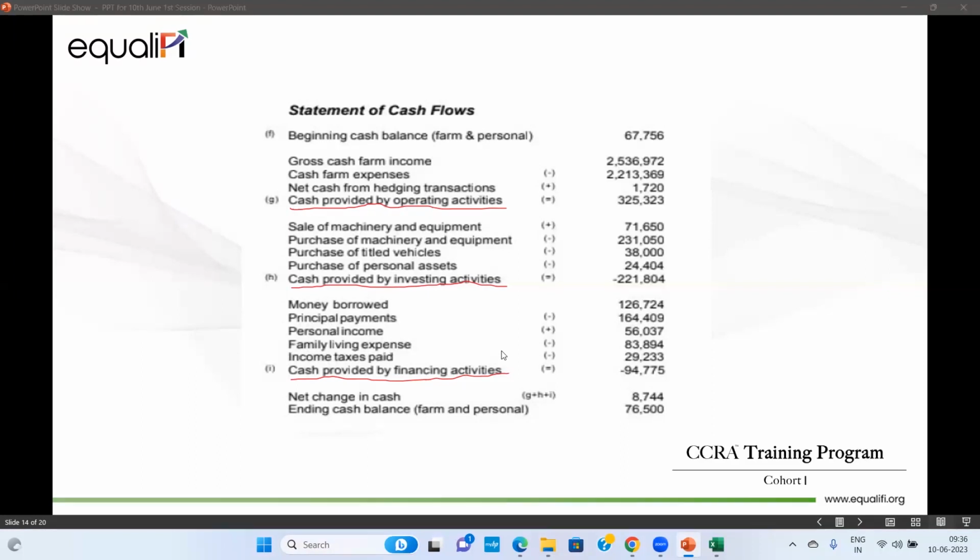Bharat, I didn't get your question. Gross cash firm income. So where personal is not clubbed. Depends on the type of operation this farm is into. Where from did you feel that it's a personal one?